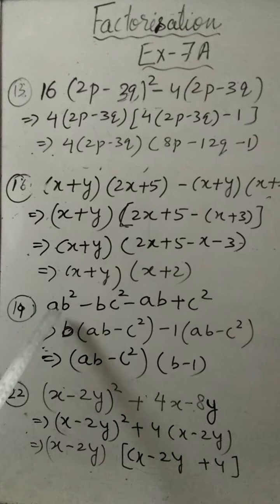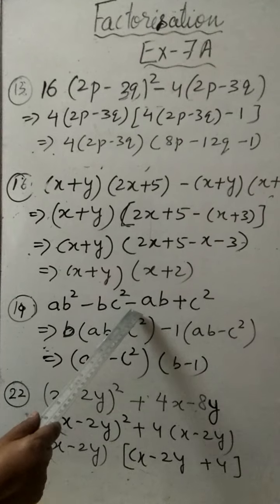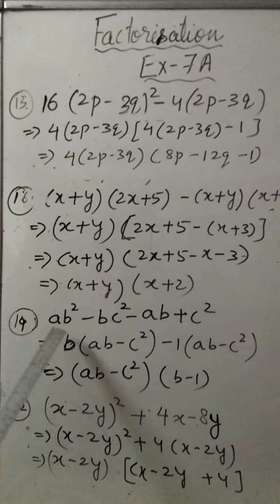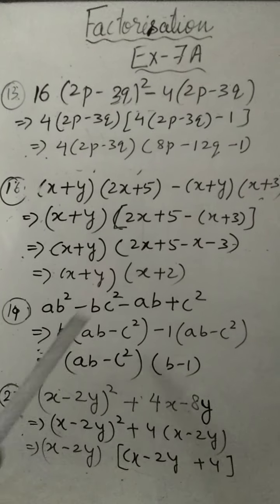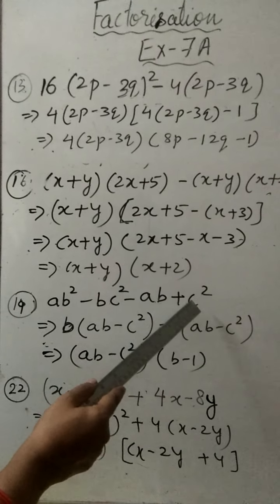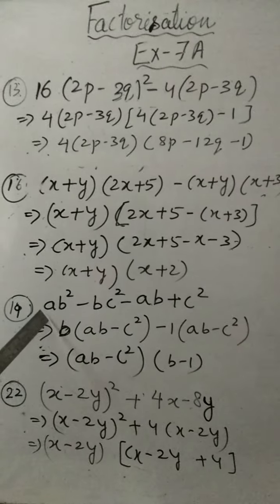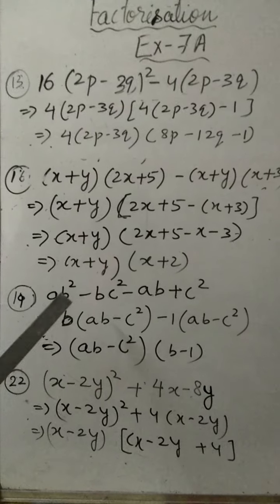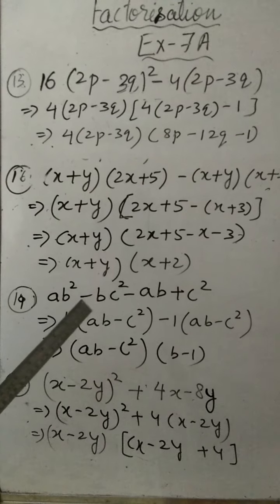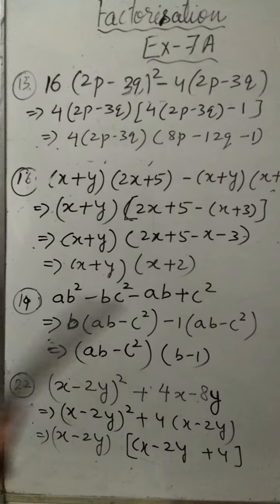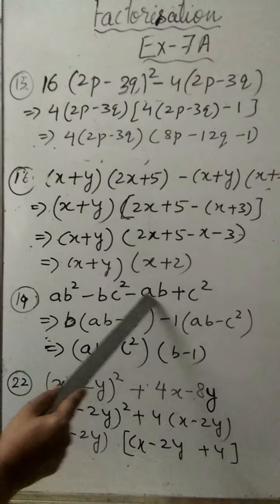Question number 19, ab square minus bc square minus ab plus c square. Now here 4 terms are there. So first you see, can you take anything common between all the 4 terms? There is nothing common except 1. So we cannot. So we will make the pairs of 2, 2. So first 2 terms and the last 2 terms.